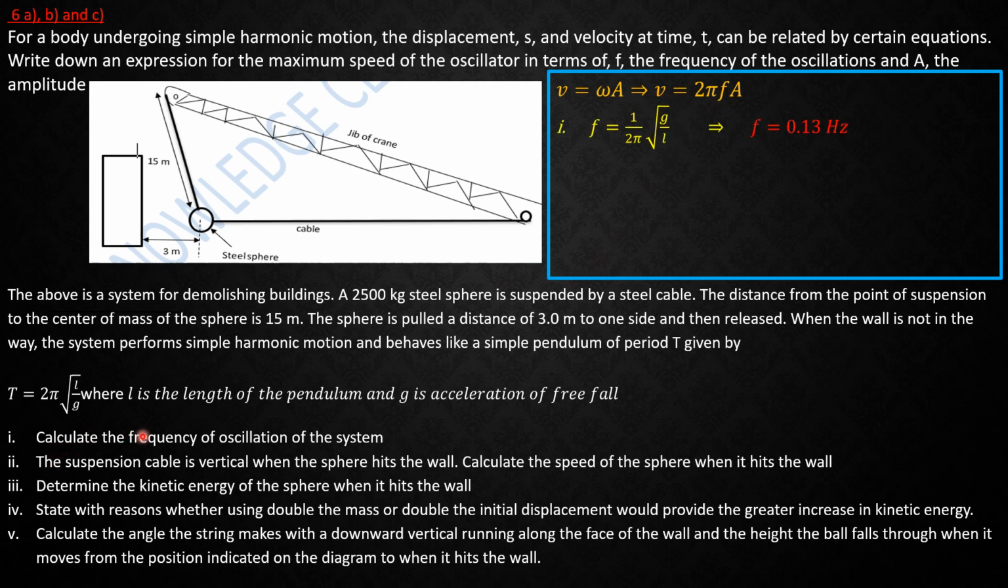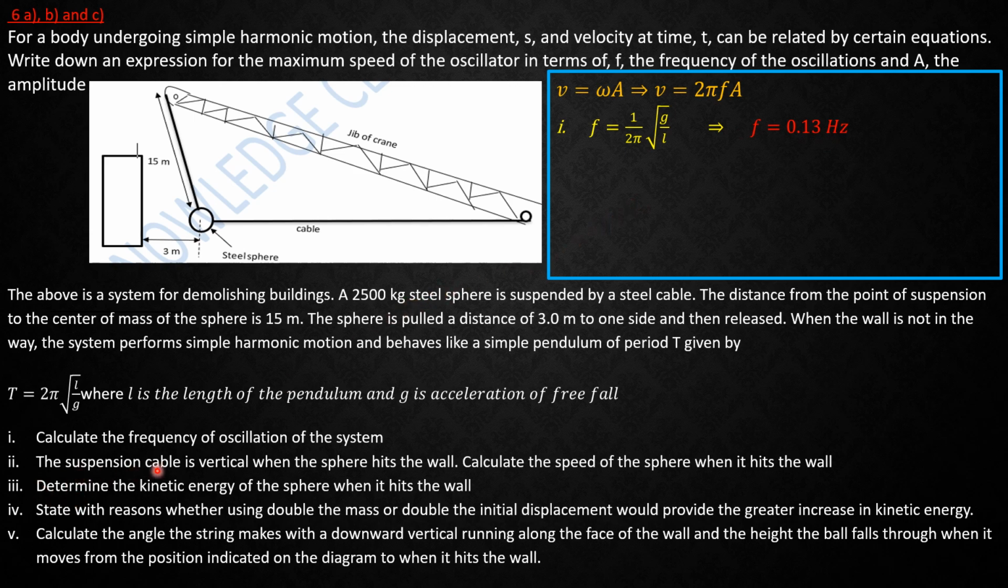Roman 1 says calculate the frequency of oscillation of the system. If this is the period, the frequency is just the reciprocal of it. So we reciprocate everything here. We have 1 over 2 pi, and if we reciprocate L over g, we have g over L instead. Put in the values. Of course 2 pi is not a problem. g is 9.8, L is 15 here. Put that in, and you have the frequency to be 0.13 hertz.